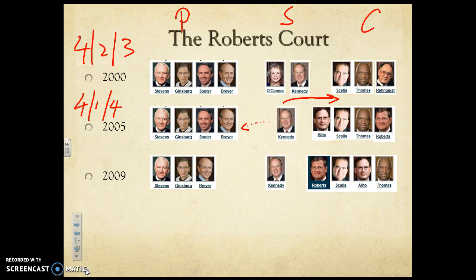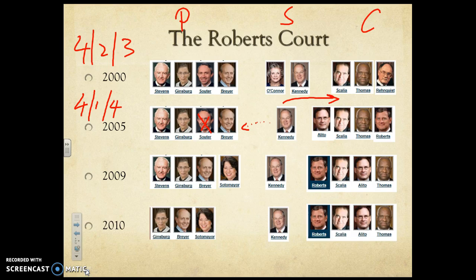What happens next is that Souter decides he's had enough, and so we replace him, or rather, Obama this time replaces him with Sotomayor. Next up is John Paul Stevens. He decides it's time for him to give it a break, and he is replaced by Elena Kagan. And this is where we are. We're still 4-1-4, and Kennedy still holds the swing vote. He still tends to go more in that direction than he does in that direction. And yeah, there we go.